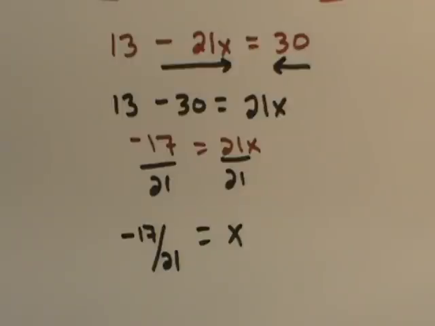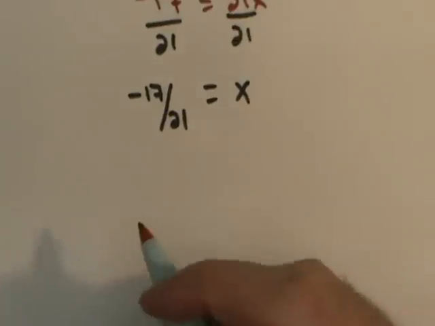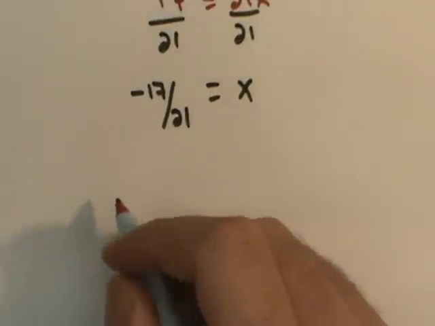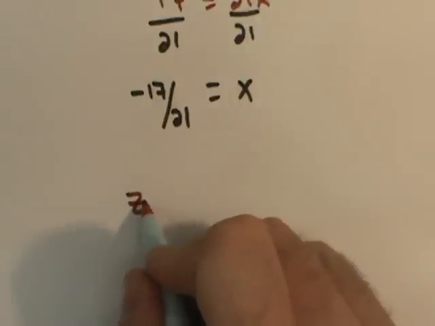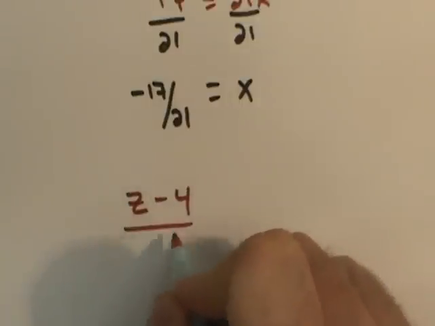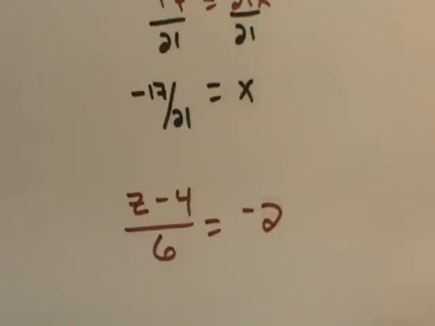I'm going to throw another example at you here. Let's do it with a complex fraction. Let me say something like this: z minus 4 over 6 equals negative 2.